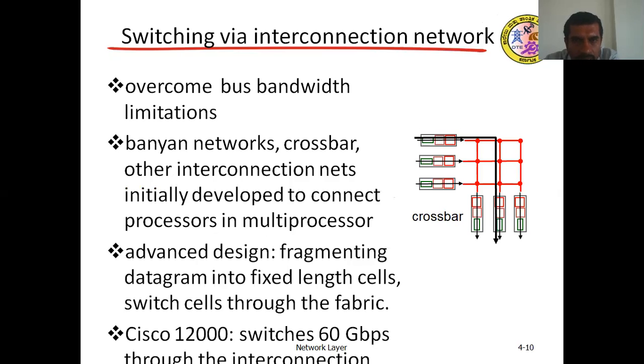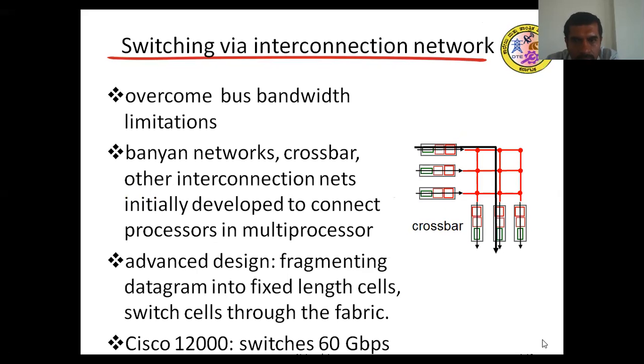Switching via an interconnection network overcomes bus bandwidth limitations, using a Banyan network, crossbar, or other interconnection nets initially developed to connect processors in a multiprocessor. In the advanced design, fragmenting the datagram is used.